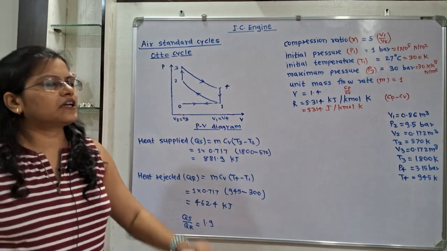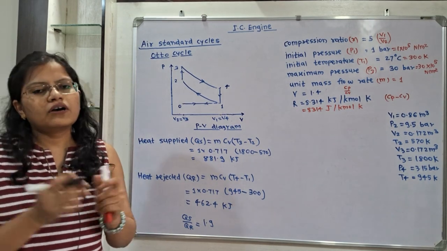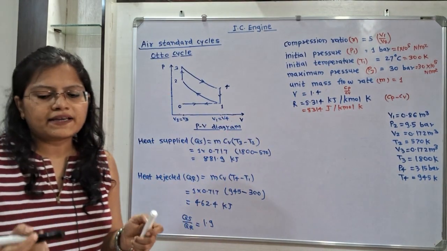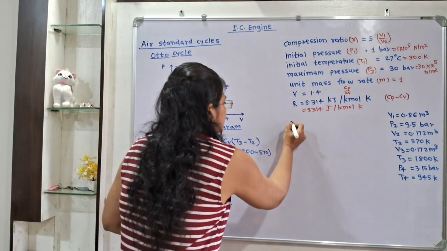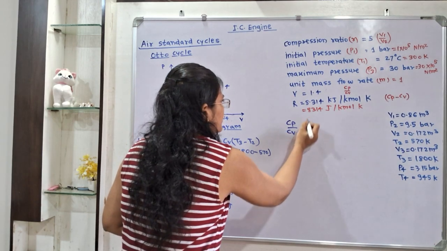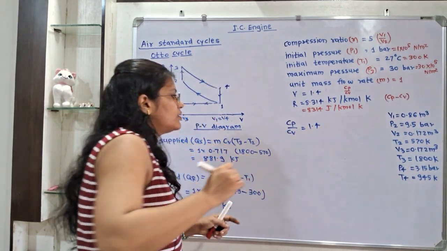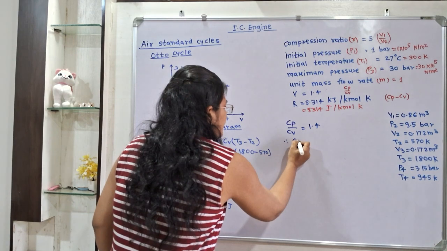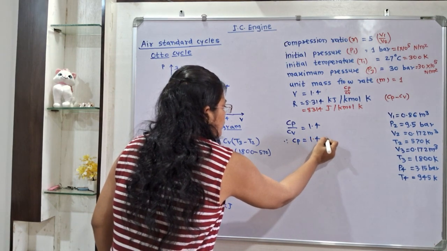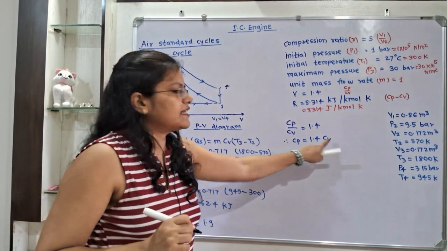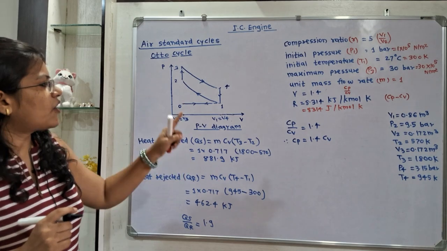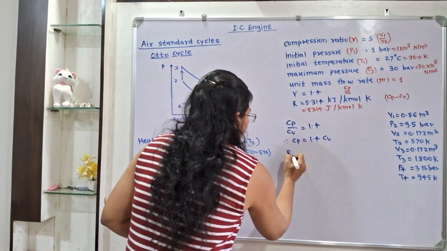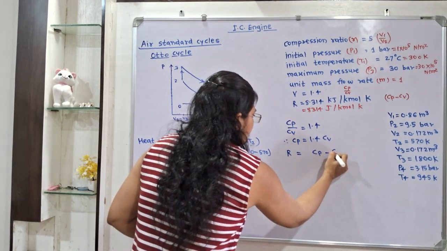Cv is not mentioned in the question. So how to calculate this? We know gamma is equal to Cp by Cv. So I will write here Cp by Cv is equal to gamma, which is equal to 1.4. Now we will convert this Cp in terms of Cv. Therefore Cp is equal to 1.4 Cv. So this is the relation between Cp and Cv. Now we also know R is equal to Cp minus Cv.